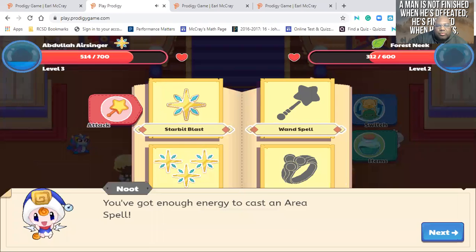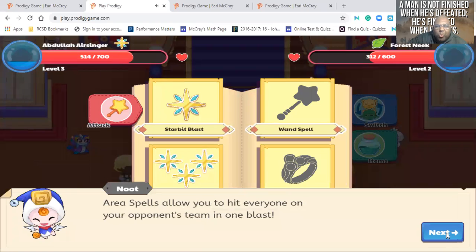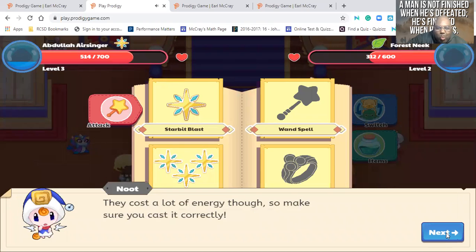Got enough energy to cast an area spell. Area spells allow you to hit everyone on your opponent's team in one blast. They cost a lot of energy though, so make sure you cast it correctly. Thank you for the advice.